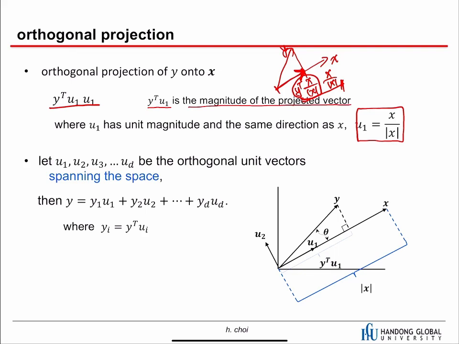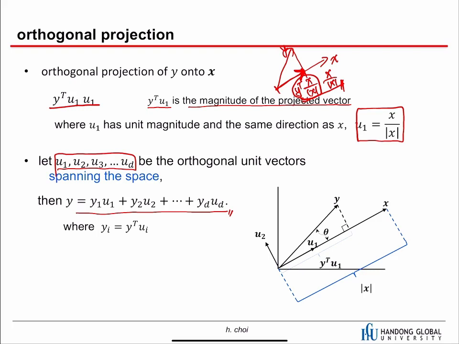Okay. Then let u1, u2, u3, up to ud be the orthogonal unit vectors spanning the space. Okay. Then I'll explain what this means. Okay. Then y can be decomposed in this way. Okay. So spanning the space means these vectors are enough to represent any vectors in the space.